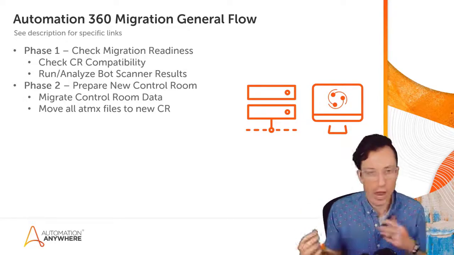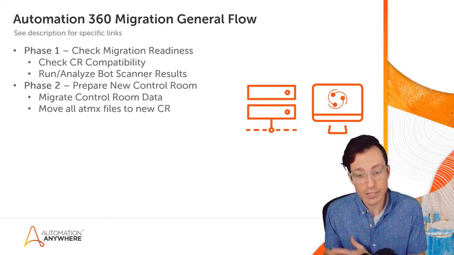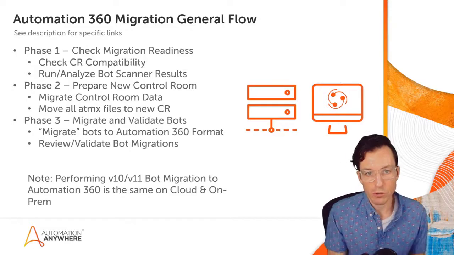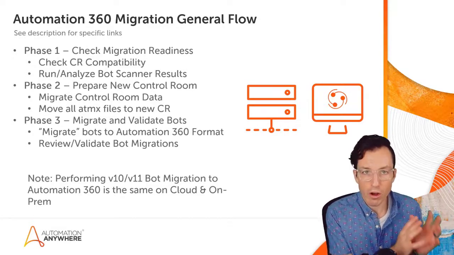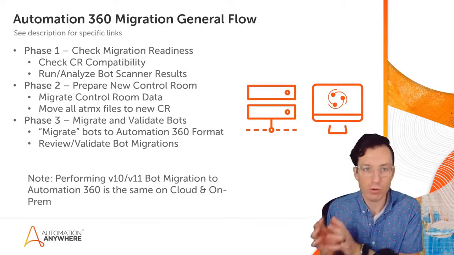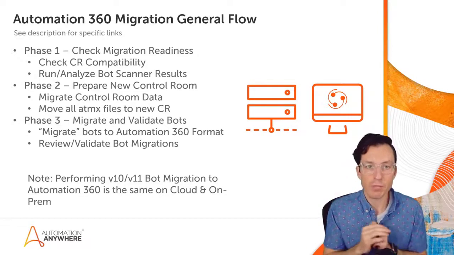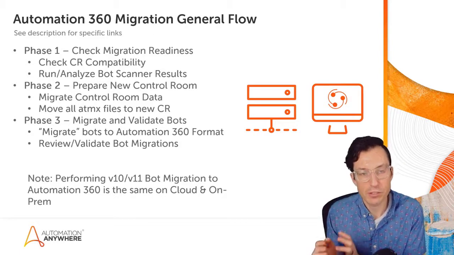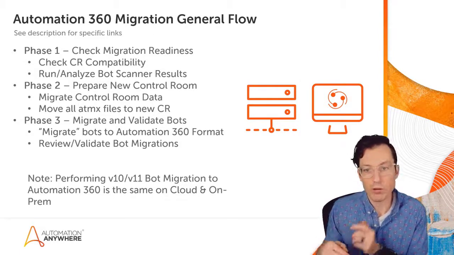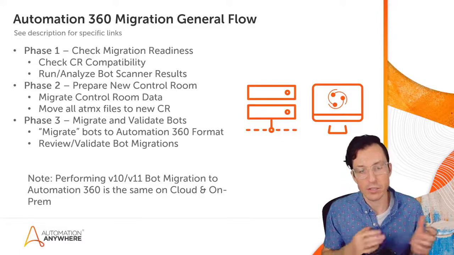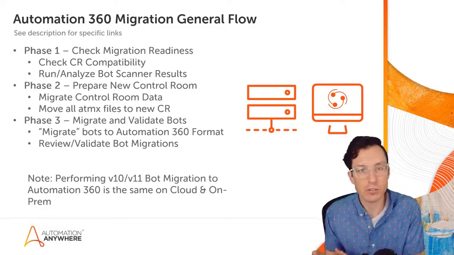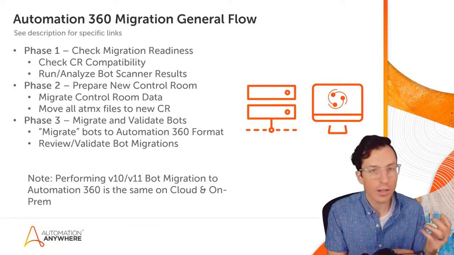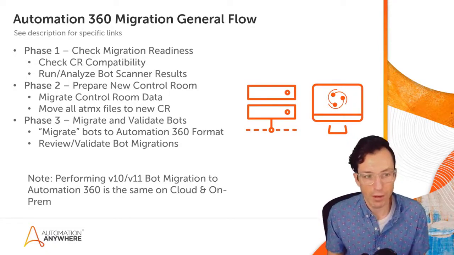If you have followed either one of those paths, you're ready to be with me here for phase 3, which is where we're migrating and validating bots. Whether you went the on-prem route, the cloud route, or the self-hosted cloud route, the idea with phase 3 is that you've got all of your ATMX files into your new control room. At this point, you're doing the migration process of ATMX files into Automation 360 compatible bots. And I say ATMX files, but that includes Metabot files as well.